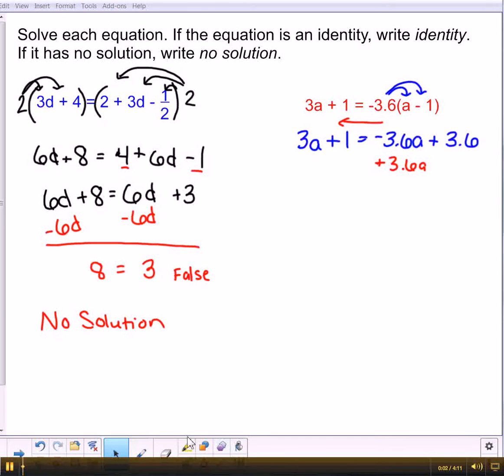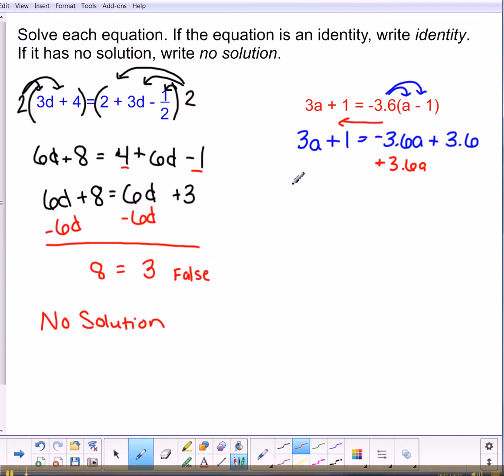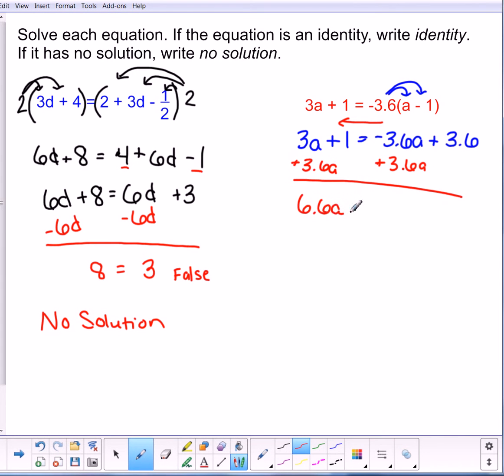Continuing on with our solving, we were adding 3.6a to both sides of the equation to collect our like terms. So here we have 6.6a plus 1 equaling 3.6, and then we're going to subtract the 1 to put our constants all to the right. So 6.6a equals 2.6. And then to finish that up, we need to divide by 6.6.